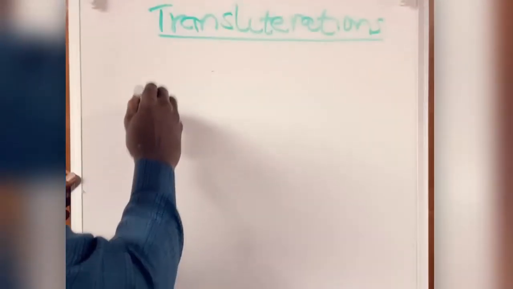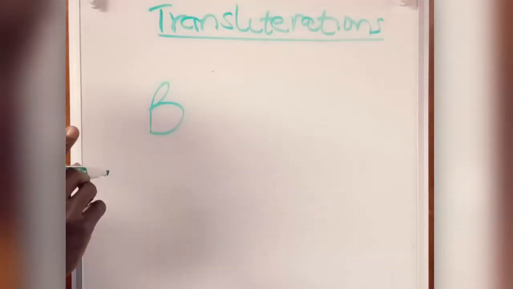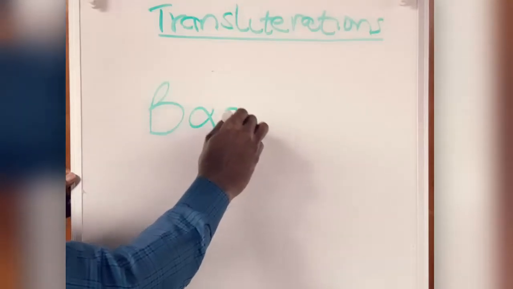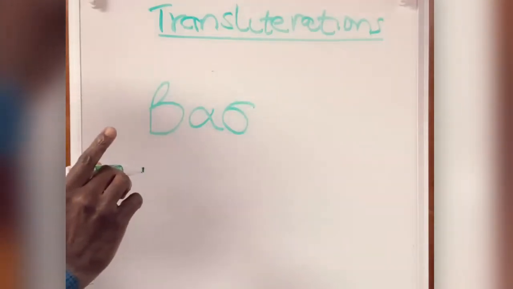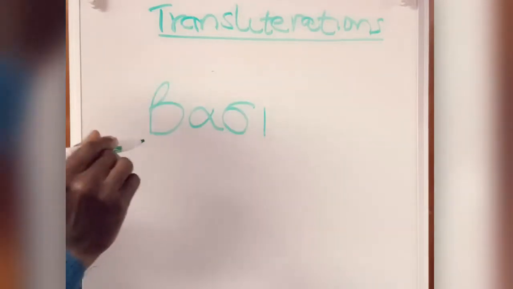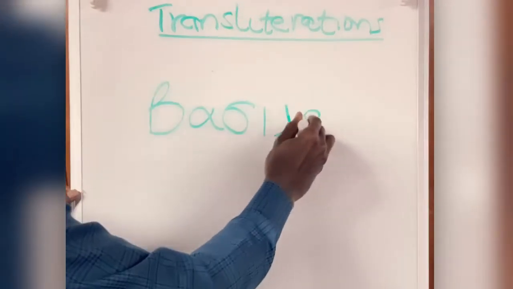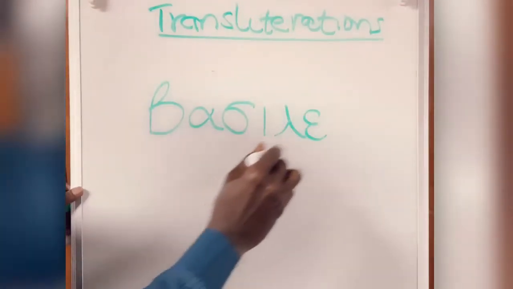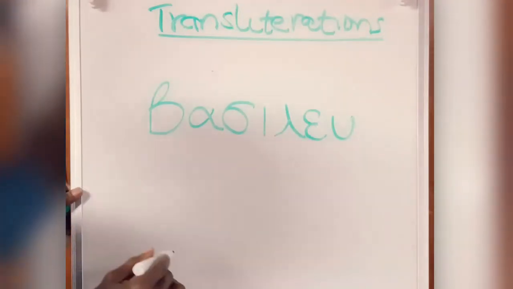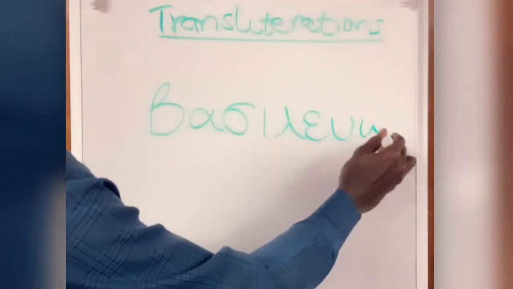Okay, let's take another example. We have a word like beta, alpha, sigma, iota, lambda, epsilon, upsilon, and omega.